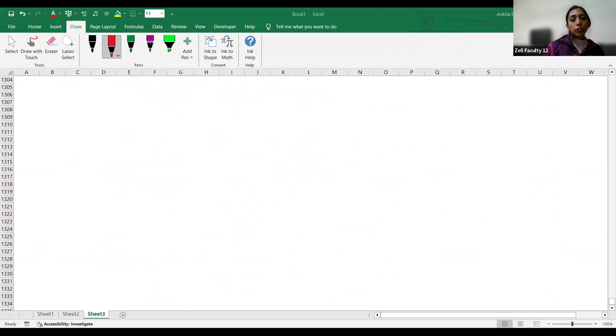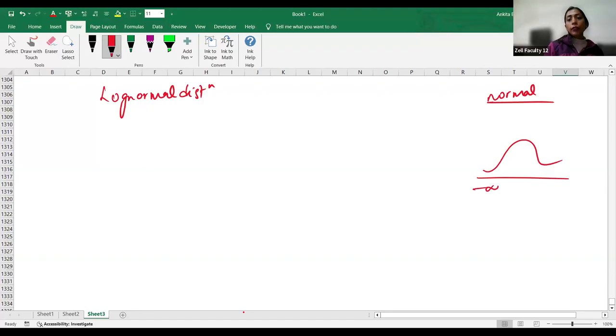Then there is one more distribution, which is known as the log normal distribution. In the normal distribution, we say that the distribution is symmetric and we could have values from negative infinity to positive infinity. It is not skewed. It does not have any excess kurtosis. It is also known as a mesokurtic curve. It is a symmetric distribution. All these things we studied for the normal distribution.